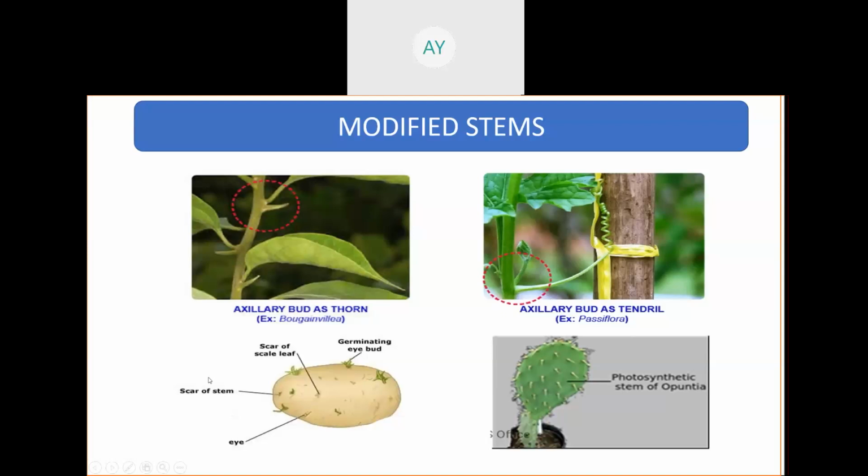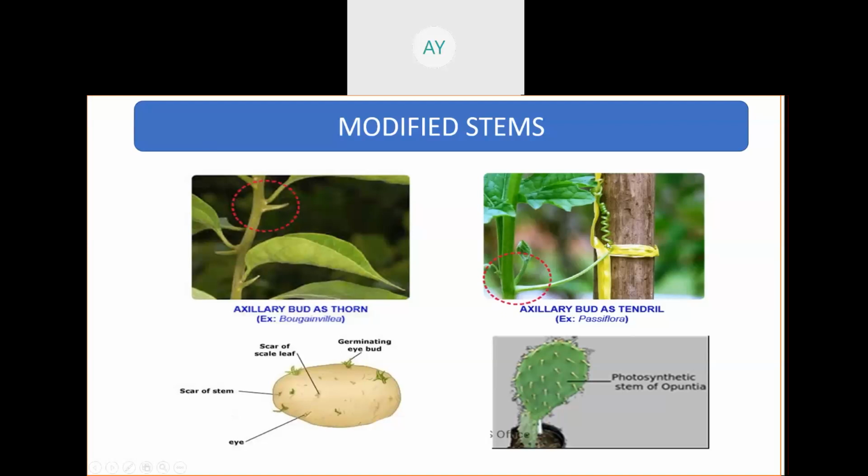Here, this potato, generally in the mind, it is a root, but it is not a root. It is a stem. Why? Because you will find eye bud, and germinating eye bud, just from where a new plant is going to develop. Then you will find in the bougainvillea plant also the thorn-like structure. So that is also a modification of a stem.